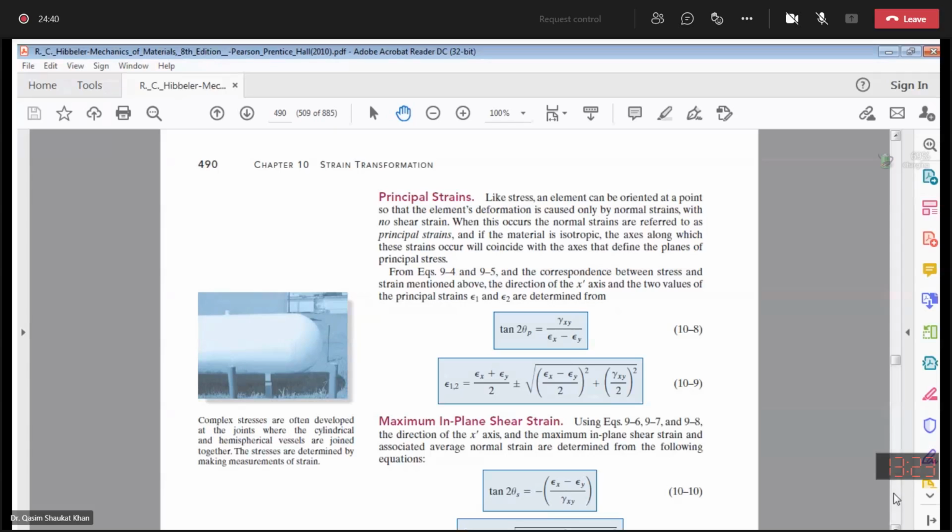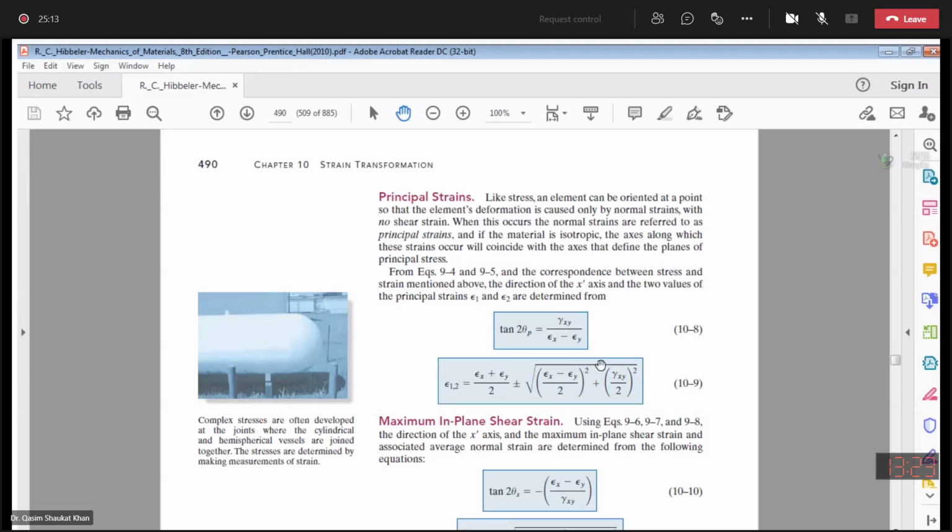And because our material is isotropic, the orientation of the principal planes in case of plane stress and in case of plane strain will be the same. For the calculation of the principal strains, you have one formula, and the other way is you just put the values of theta p1 and theta p2 in the epsilon x dash equation.